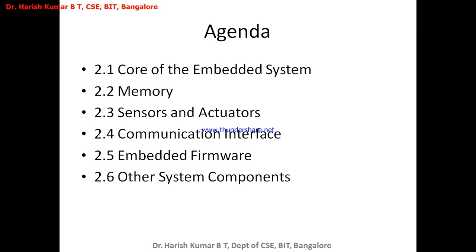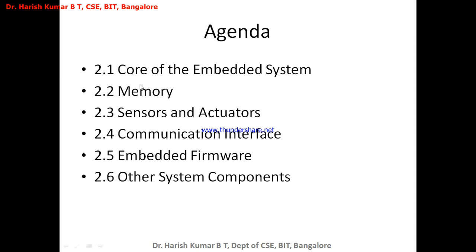As the agenda, the first thing we discuss is the core of the embedded system. What are the core brain components you can use inside the embedded system? After that we understand the memory; sensors, which take the inputs to the embedded system; actuators, which are connected to the output ports and act as the output devices; and the communication interface, how to make the embedded system communicate with the rest of the world, or the external world. We also discuss the embedded firmware, the permanent software stored inside the read only memory, and the other components found inside the embedded system.